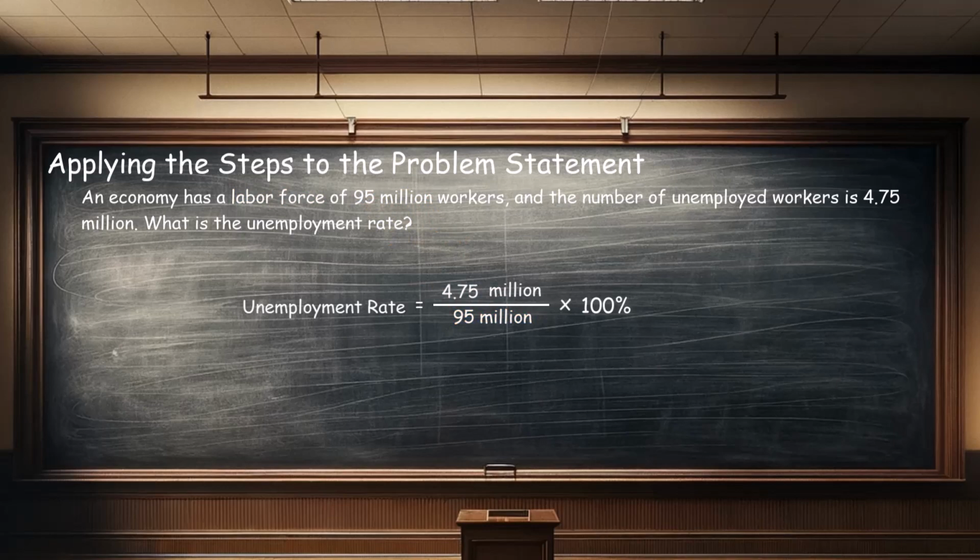4. Divide the number of unemployed workers by the size of the labor force. In the example, the number of unemployed workers is 4.75 million, and the labor force has a size of 95 million workers. So dividing 4.75 million by 95 million is 0.05. Fifth, multiply by 100%. The result of dividing the number of unemployed workers by the labor force is 0.05. So multiplying 0.05 by 100% is 5%. So the country's unemployment rate is 5%.